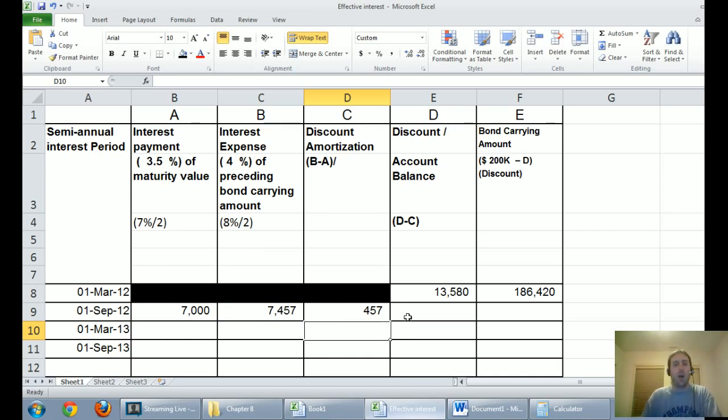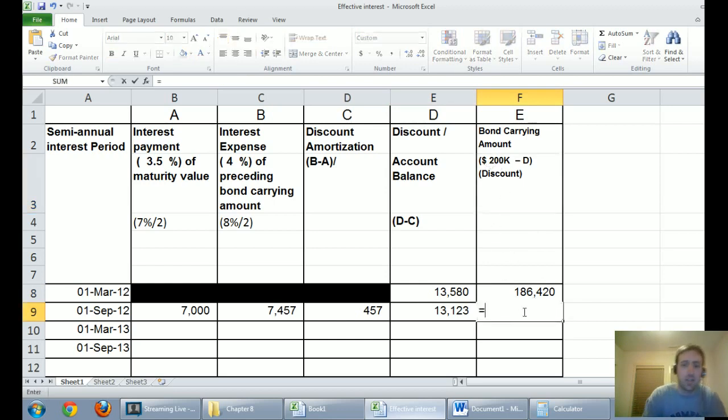If you get a negative number here, you've done something wrong. A lot of times on tests or worksheets, students get a negative number. It means maybe they had a premium and didn't realize it. You can't get a negative number here. Discount balance, D minus C: 13,580 minus 457 is 13,123. Bond carrying amount, 200,000 minus D. A common mistake here is to go 186 minus 13. No. Read the formula there: 200,000 minus D. So 200,000 minus 13,123 is 186,877.